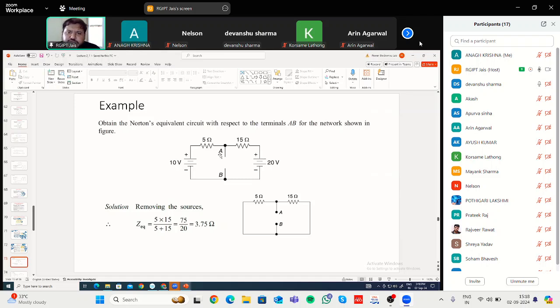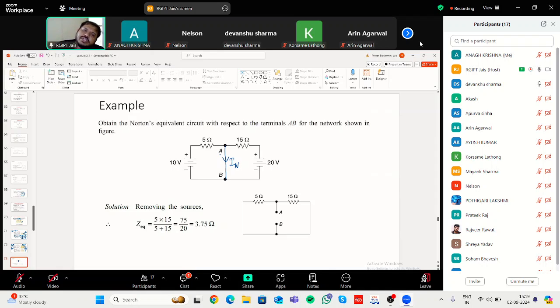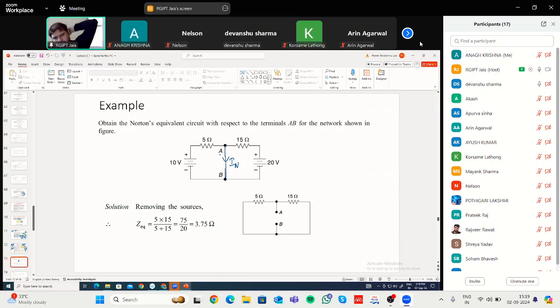Then what you have to do is replace the load with a short circuit. That means you have to short them and assume that current IN flows through this path. And you have to find out the value of this IN. So how much current will flow? Which method will you use? You have to find out IN.